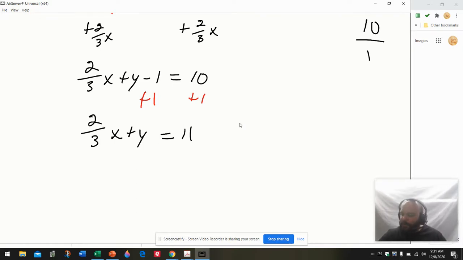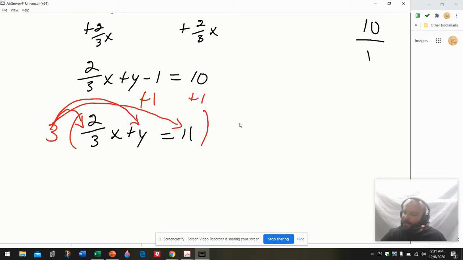And in order to get rid of that 2/3, we have to multiply the entire equation by the denominator. In this case, it's a 3. So this 3 is going to multiply the 2/3, it's going to multiply the y, and it's going to multiply the 11. So the 3's on the first one cancel, and we're just left with 2x. And then 3 times y is just 3y. And then 3 times 11 is 33. And so you can see when I multiplied through by 3, it eliminated that fraction.